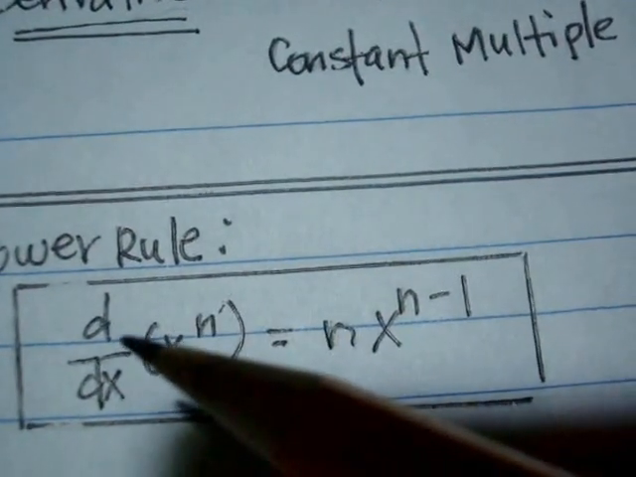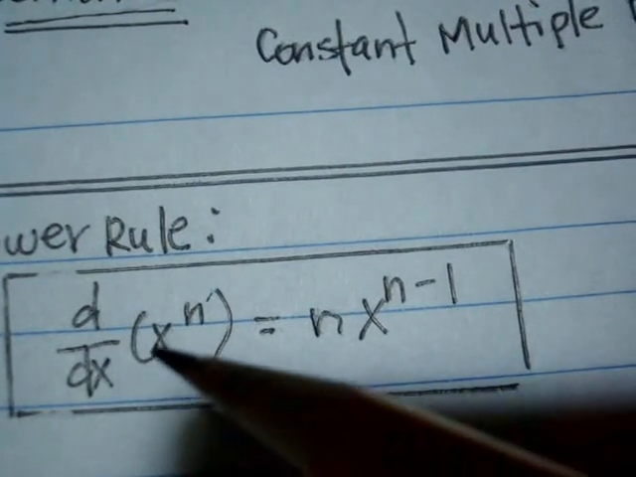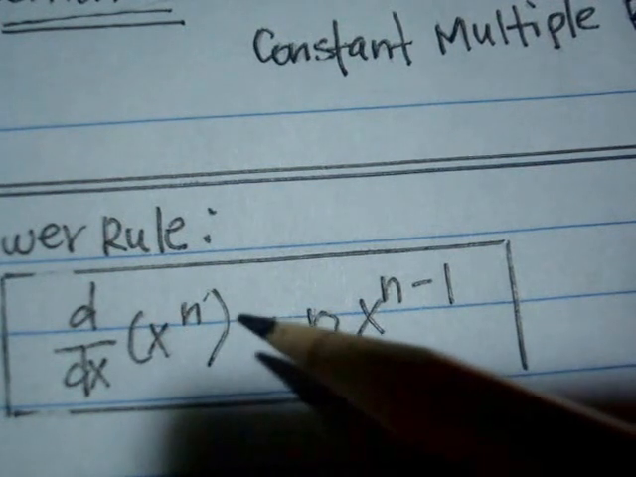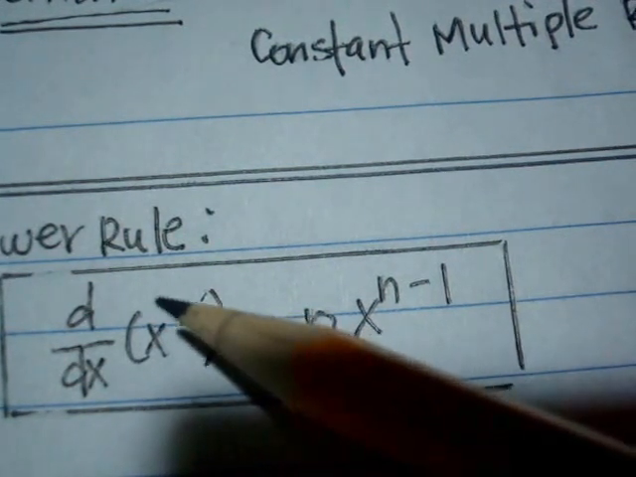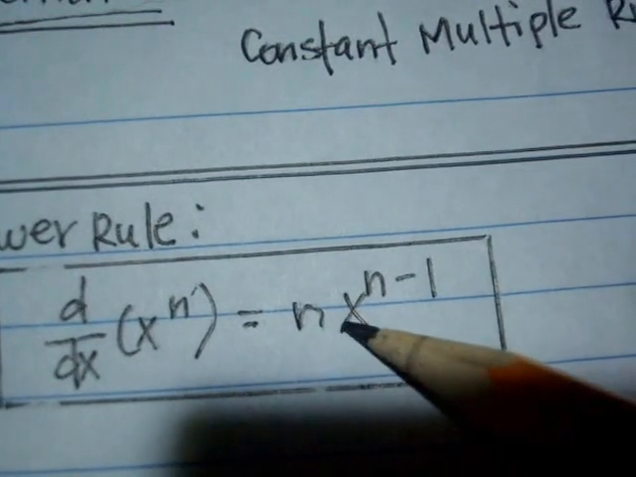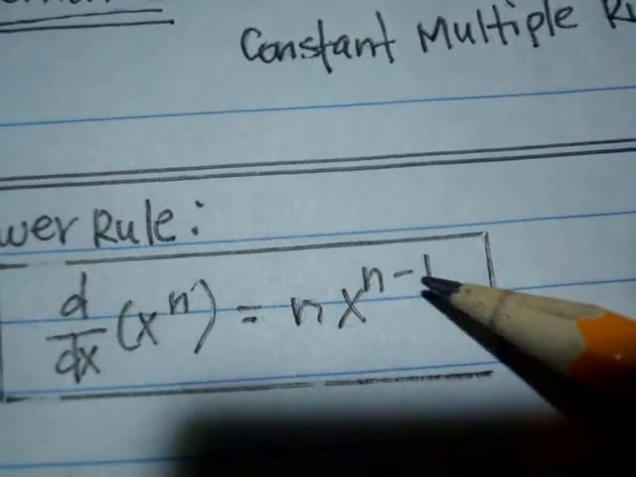The power rule's formula goes like this: d divided by dx, x raised to the n power. To take the derivative of this kind of expression, you bring down the n, and the x stays the same. As for the exponent, you minus 1.